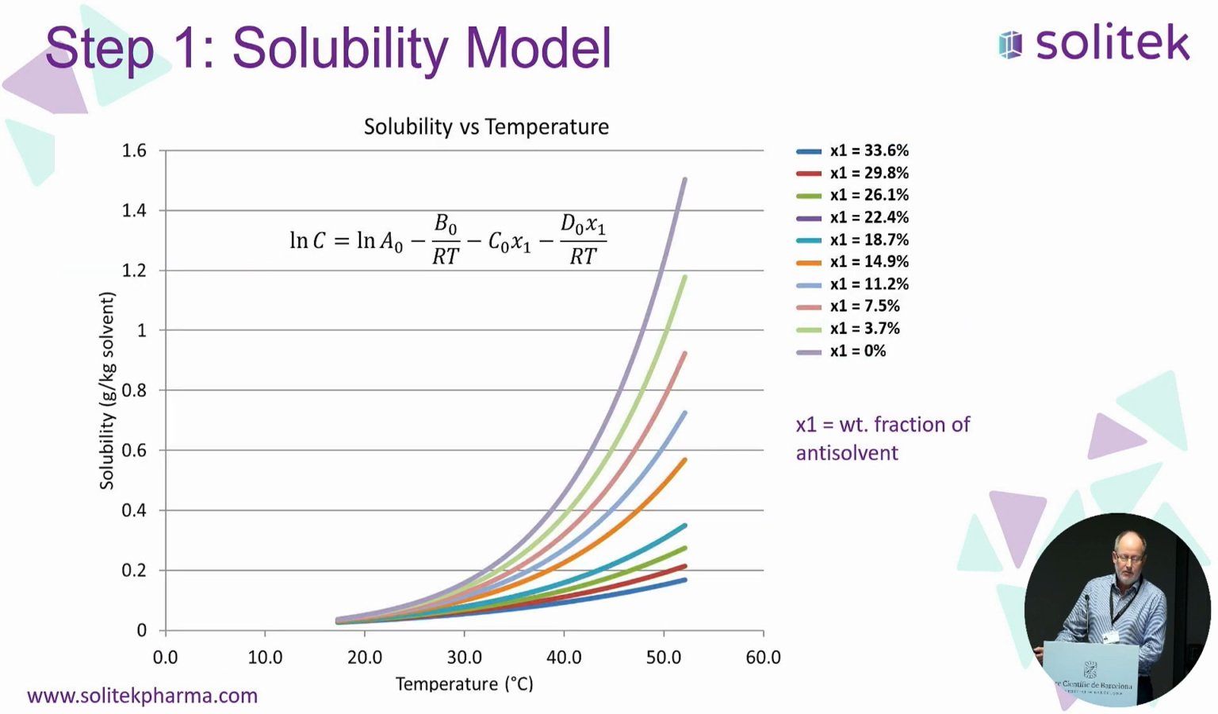With that equation, you can do lots of things. With that equation, you can calculate your solubility versus temperature and composition. How much anti-solvent have we got in there? And that's vital for optimizing your yield, optimizing your seeding temperature, optimizing your hot filtration temperature.